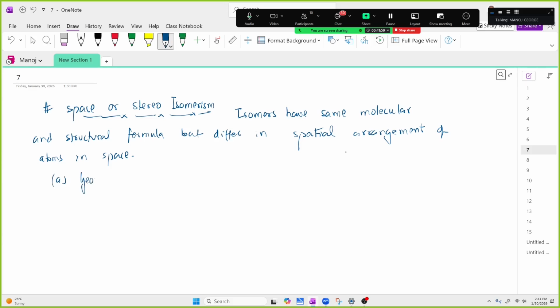The first one is called geometrical or cis-trans isomerism. This is the first type what we have to study. And the second type is called optical isomerism. So we have to study how they are caused and how do we figure out the isomers and what's the difference between them. So first one is called geometrical isomerism, or sometimes also called as cis-trans isomerism.